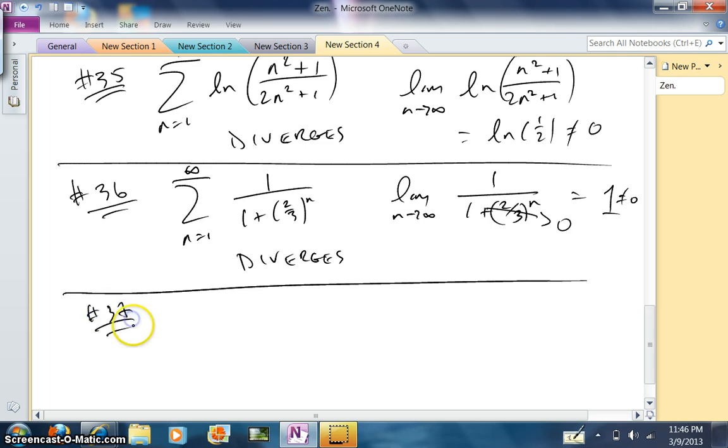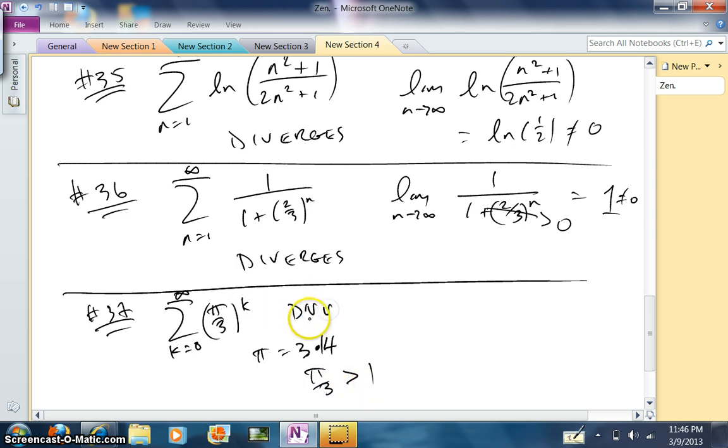Number 37, we have (pi over 3)^k. This is a geometric series, but you have to realize, pi is 3.14, right? So pi over 3 is greater than 1. So this diverges because we have r is bigger than 1.